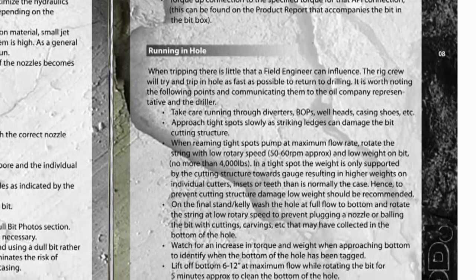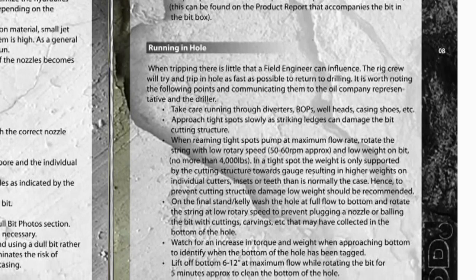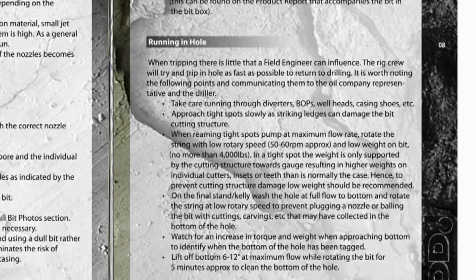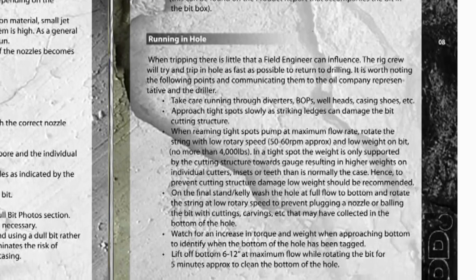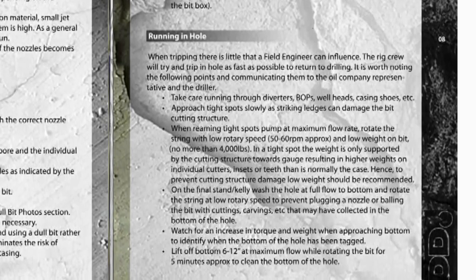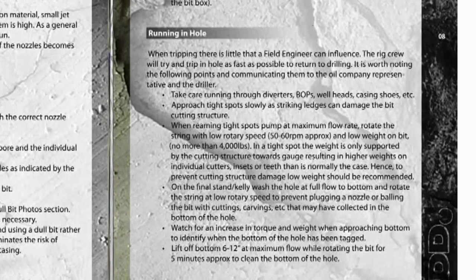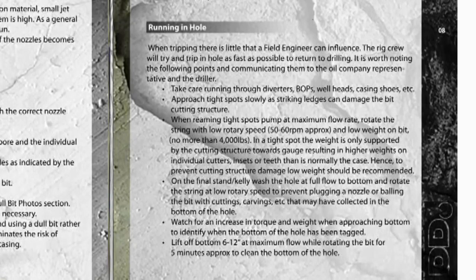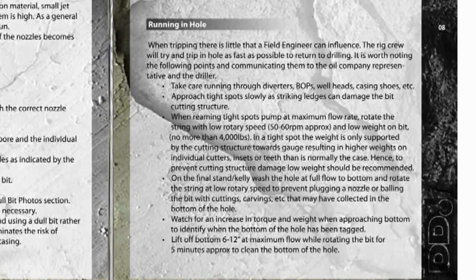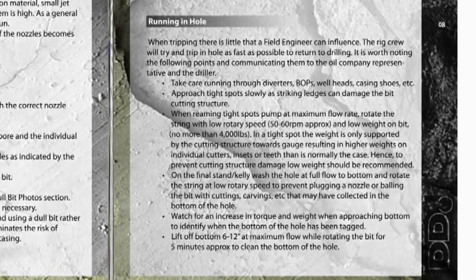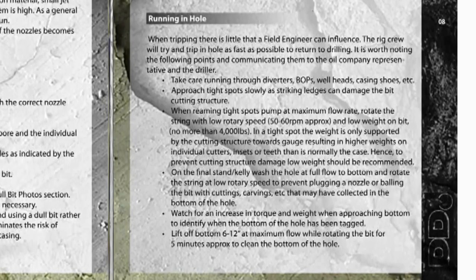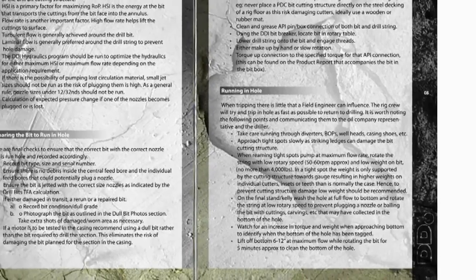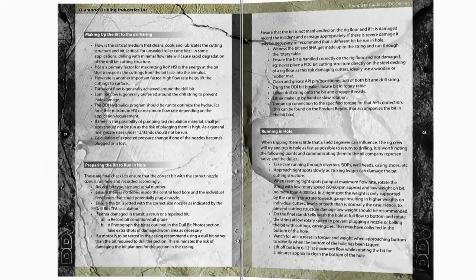On the final stand, Kelly wash the hole at full flow to bottom and rotate the string at low rotary speed to prevent plugging a nozzle or balling the bit with cuttings, carvings, etc. that may have collected in the bottom of the hole. Watch for an increase in torque and weight when approaching bottom to identify when the bottom of the hole has been tagged. Lift off bottom 6 to 12 inches at maximum flow while rotating the bit for 5 minutes approx to clear the bottom of the hole.